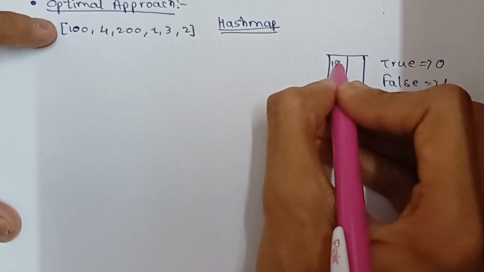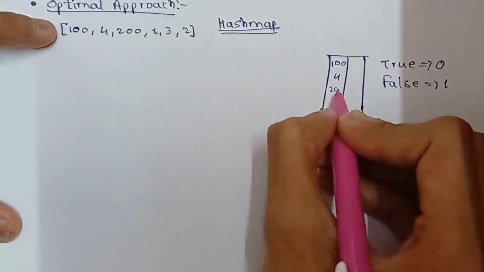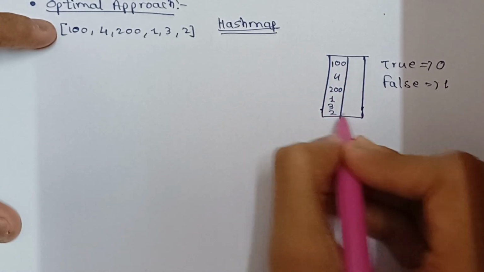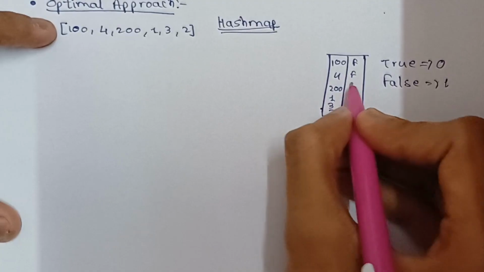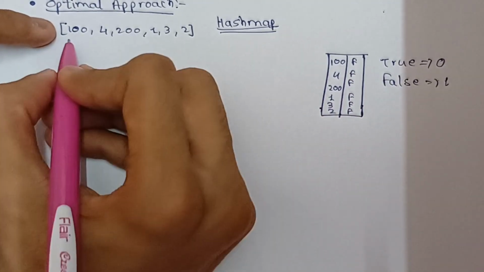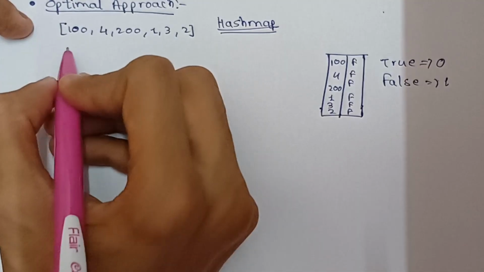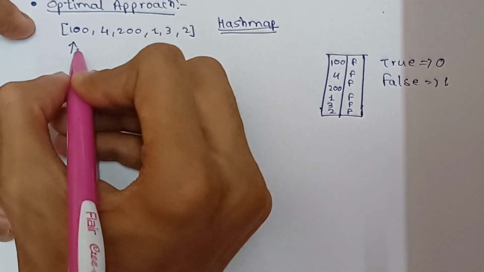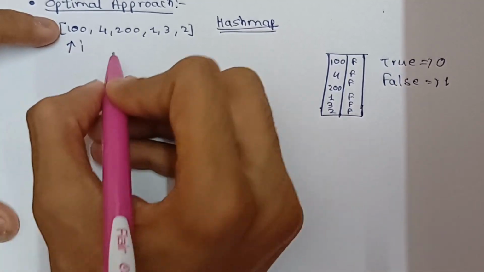So we will put all these elements in the hash map. The elements are 100, 4, 200, 1, 3 and 2. These are all false at the starting stage; I will write f here. Now we will use only one for loop. This for loop will come here, the I pointer will be here, and this is 100.